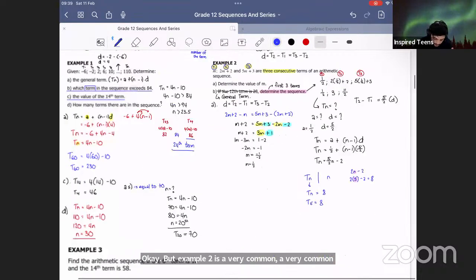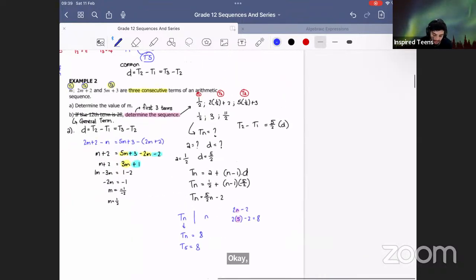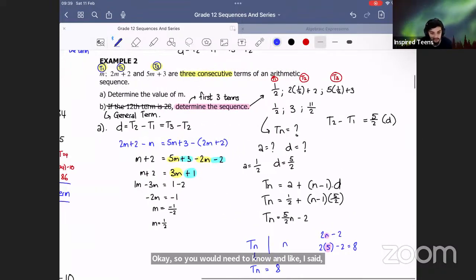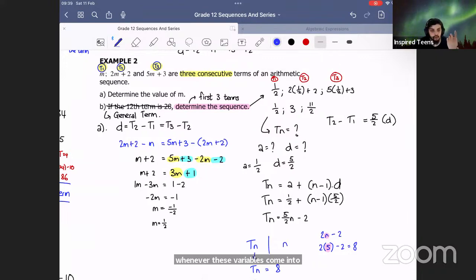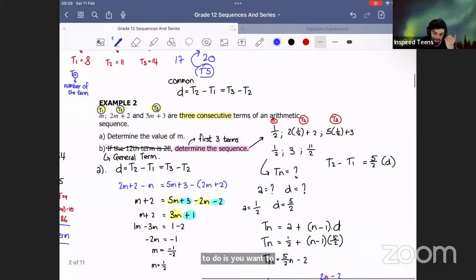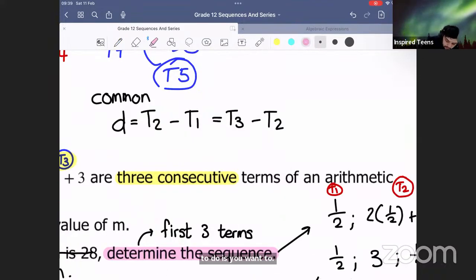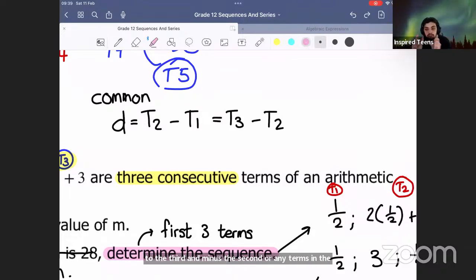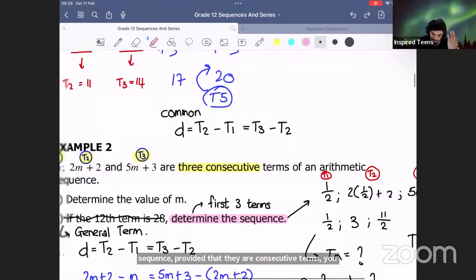Whenever these variables come into play, your first instinct should be to use your common difference. The understanding is that the second term minus the first term is equal to the third term minus the second, or any terms in the sequence, provided that they are consecutive terms. You're taking the bigger one minus the smaller one. It's always going to be equal to, for example, T2 minus T1.